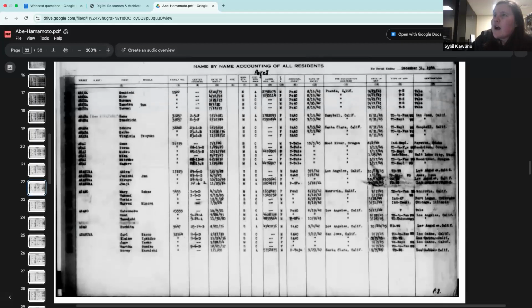In the roster, you're going to find the name, and then you'll find their family number, as well as their address here at camp, their date of birth, their marital status, citizenship status. You're also going to find their temporary detention center, the date that they came to Heart Mountain, their original town or city that they were from, and then the date they left and why they left. So this is really good information if you're searching for someone.